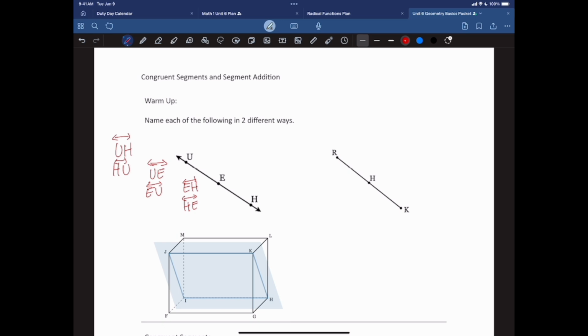Okay, the next one is a line segment. So we want to make sure we have the whole entire line segment. So there's only 2 ways we can write this. You can do RK or KR.